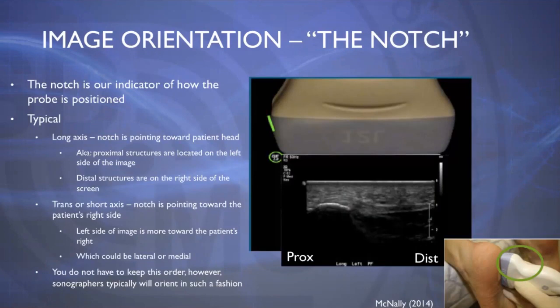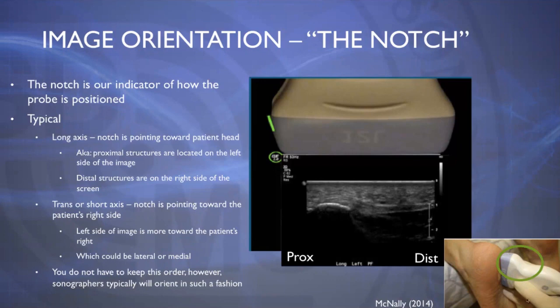With image orientation, the notch, as we all know, is our indicator of how the probe is positioned. And typically in the long axis, the notch is pointing towards the patient's head. So proximal structures are located more on the left-hand side of the image and distal structures are more on the right. Then in the trans or short axis, the notch is pointing towards the patient's right side. The left is usually more towards the patient's right-hand side, which could be more lateral or medial depending on what it is that you're scanning. You don't have to keep this order, but most sonographers I think do.